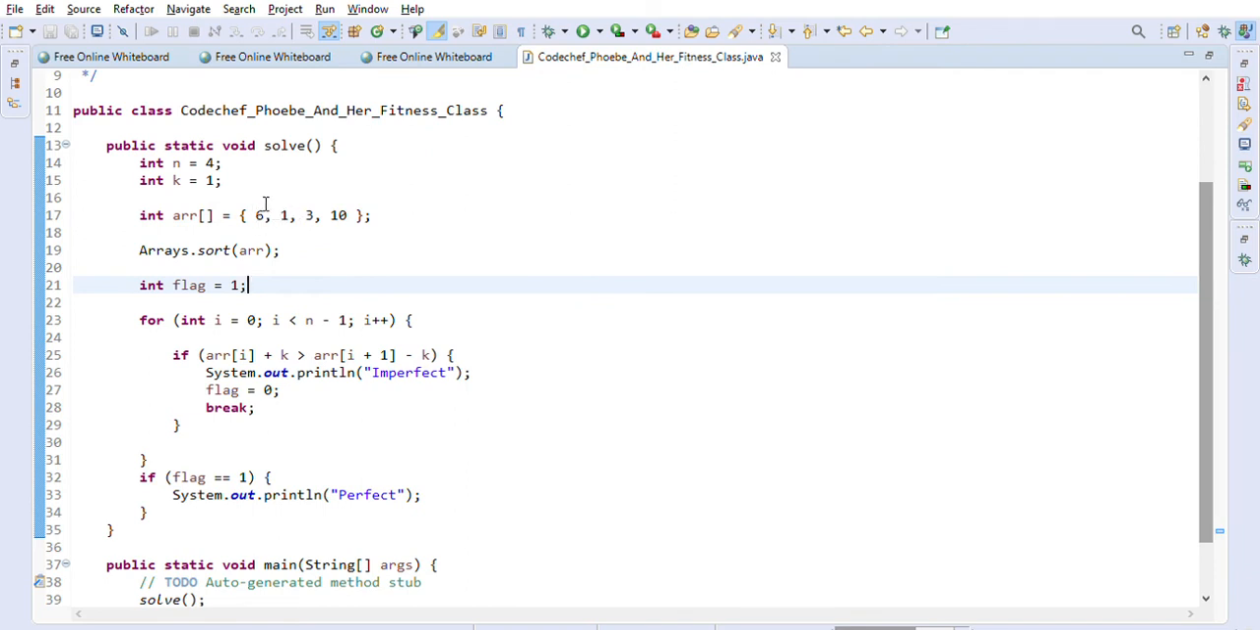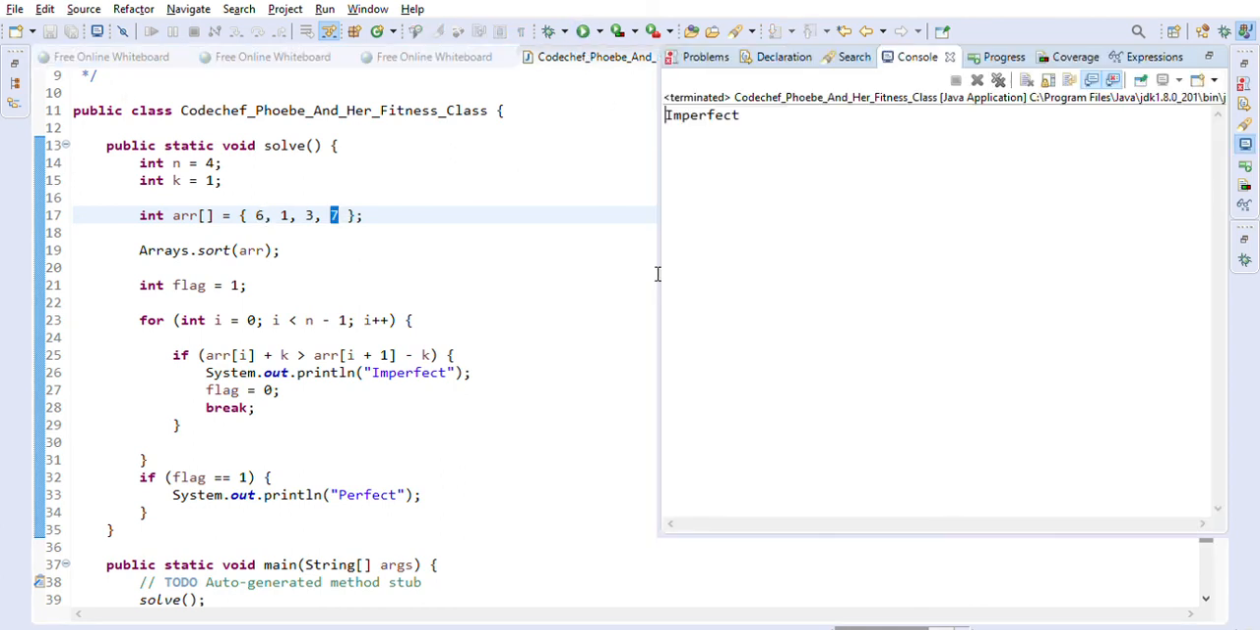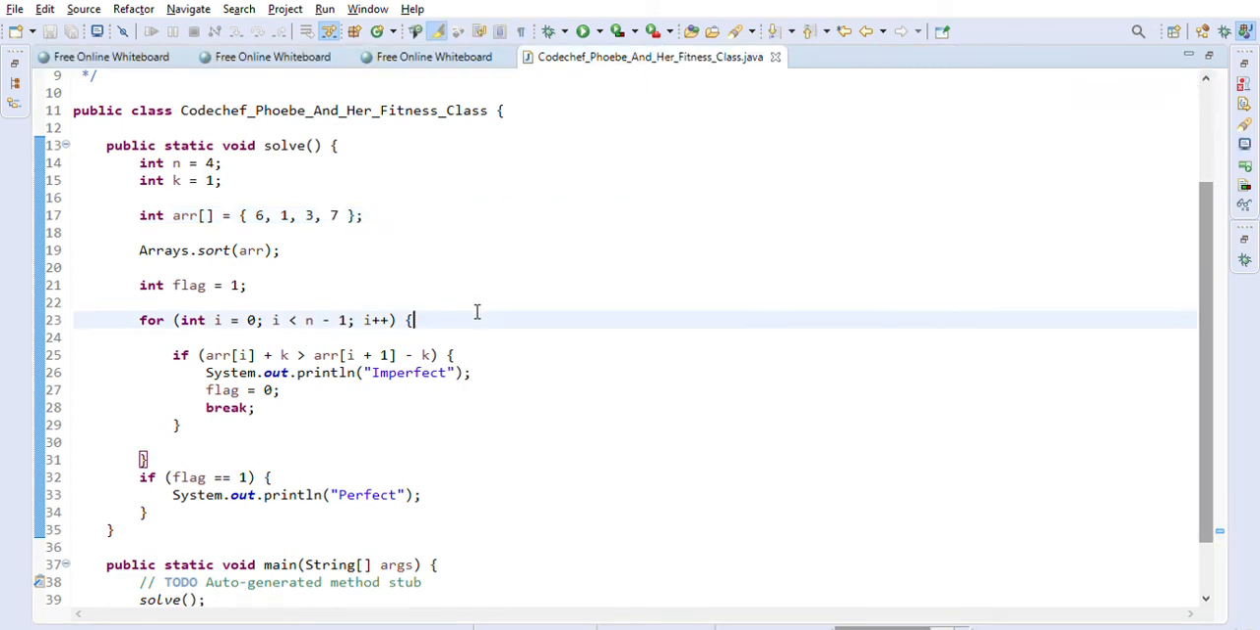And if we make this, let's say, a 7, let's say this person is standing at 7, then 7 and 6 will have overlapping, correct? So it should give us imperfect. So it is giving us imperfect, correct? So this is how we can solve the Codechef problem, Phoebe and her fitness class.